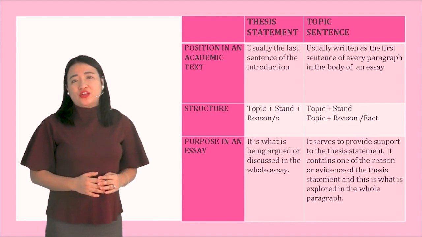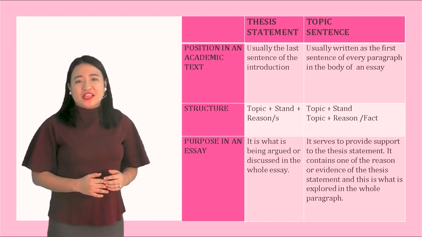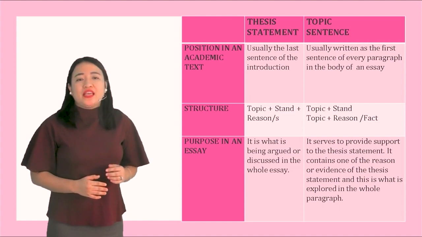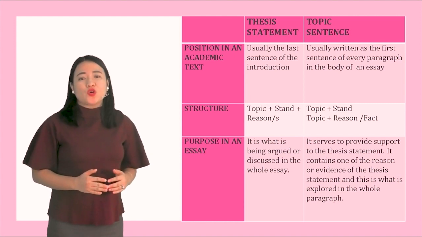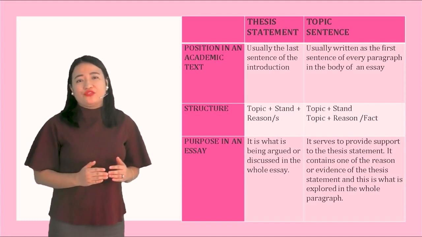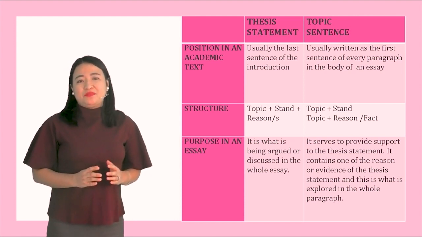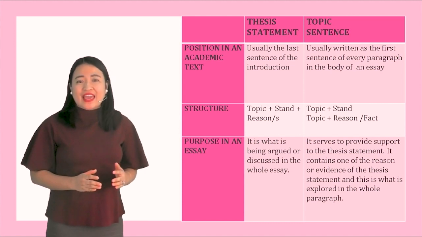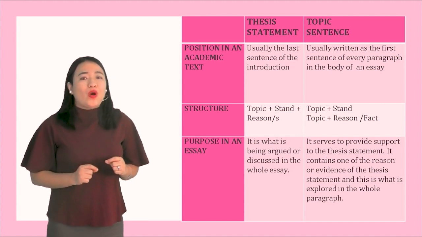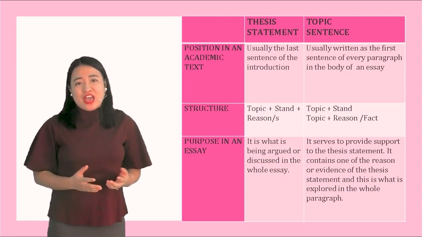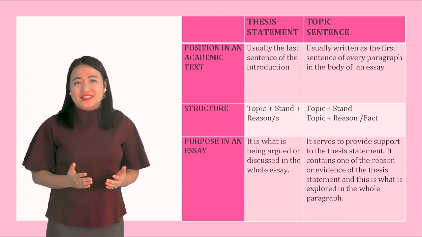In terms of position in an academic text, the thesis statement is usually found on the last sentence of the introduction, whereas the topic sentence is usually written in the first sentence of every paragraph of the body of the essay. In terms of structure, the thesis statement contains a topic, stand, and reason, while the topic sentence may just contain a topic and stand, or sometimes just topic and reason, or simply a statement of fact.